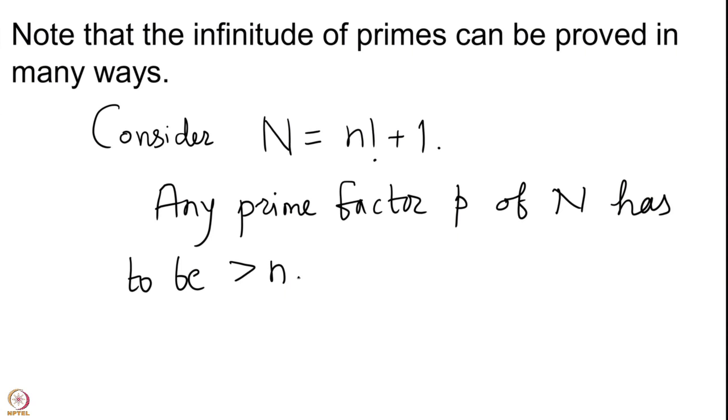It will not divide the N factorial for the small n, because otherwise it would then divide 1. So the prime factor P, which is a prime factor of capital N, cannot divide N factorial, therefore it cannot be less than or equal to N. If it was less than or equal to N, it would figure in those products that you have to obtain for N factorial. So this P has to be bigger than N, and you can do this for every N.